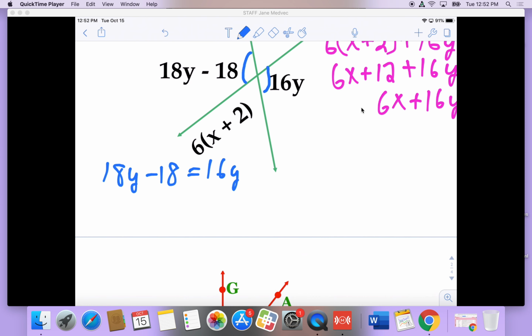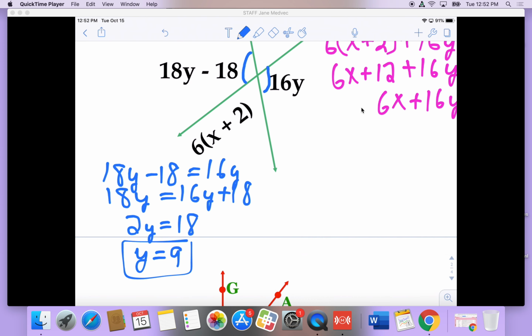Yes. Add 18. Okay, sure. 18y equals 16y plus 18. Then, yes, subtract 16y. 2y equals 18. Y gives me 9. That's one way of doing it.